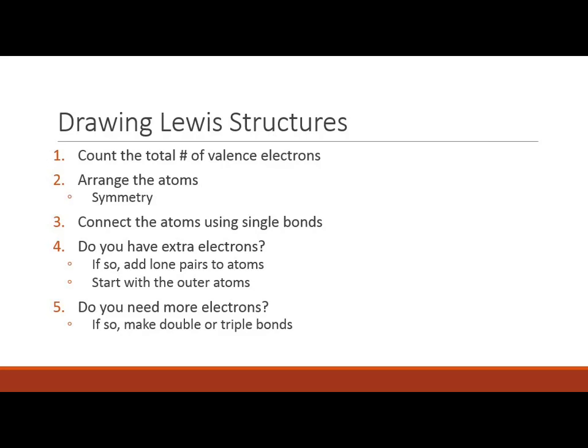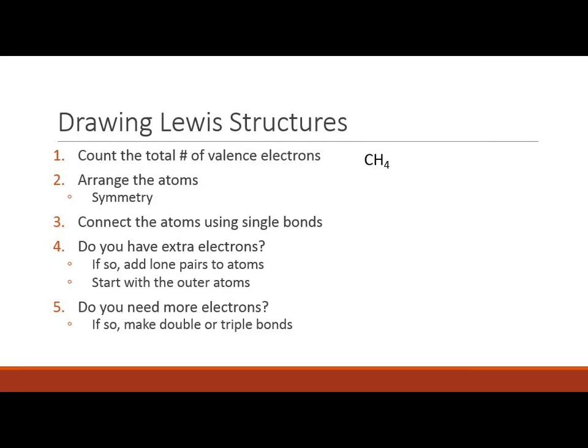Have you given every atom an octet? If not, and you need more electrons, you can't just run to the supermarket and get more. You have to go ahead and make double or triple bonds and force those atoms to share their electrons with each other.